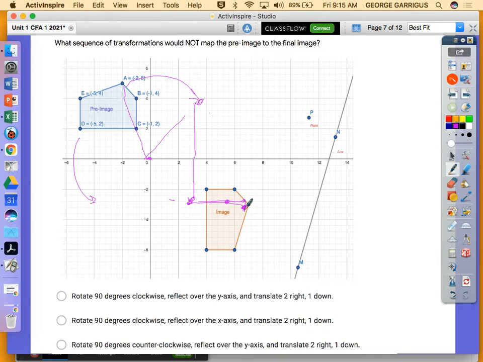That should get us right there. So we needed to reflect, not over the y-axis as this one says, but over the x-axis. So the second one is the one that is incorrect.